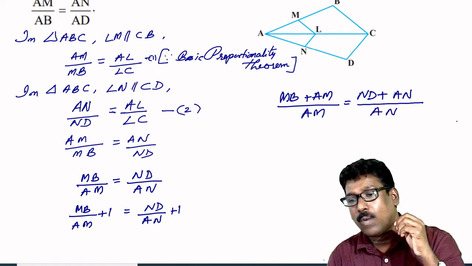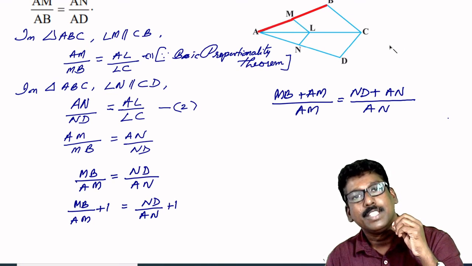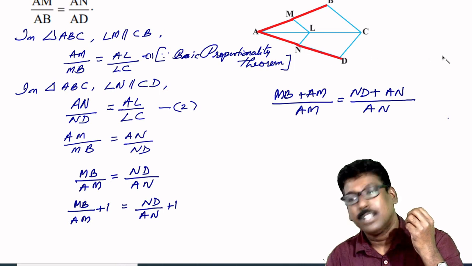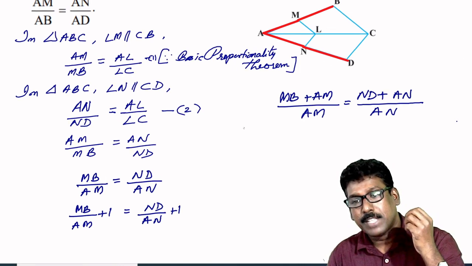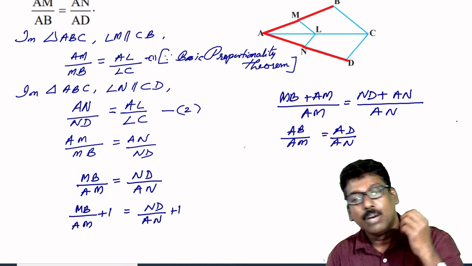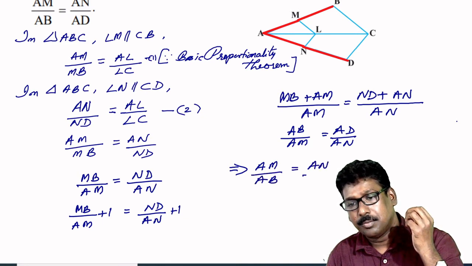Now look at the figure. What is MB plus AM? It is equal to AB. Similarly, ND plus AN is equal to AD. So you can write it as AB by AM is equal to AD by AN. Now take the reciprocal again, which implies AM by AB is equal to AN by AD.